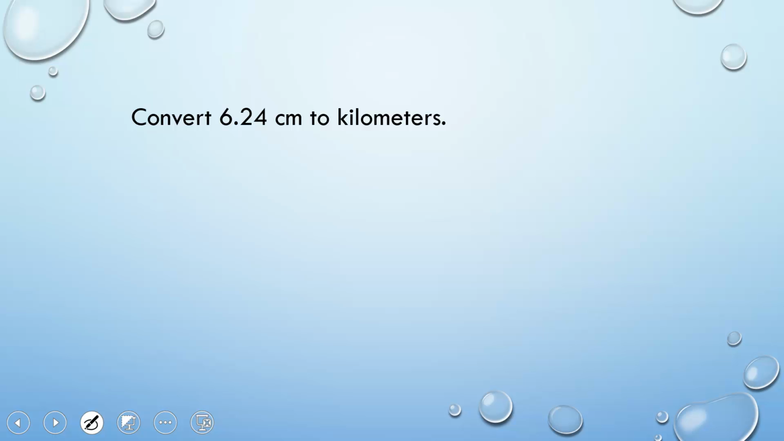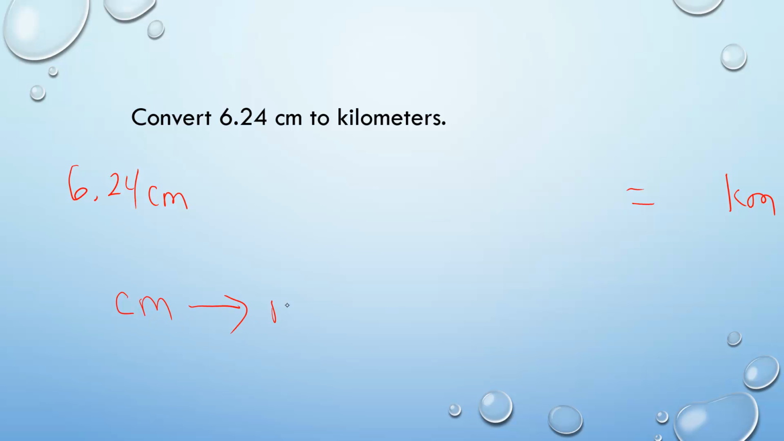Our information is that we have 6.24 centimeters and we want to convert it to kilometers. So we write down what we have, where we're starting, and where we're going, in this case kilometers. Then we develop our plan. Our first thing is to always go to our central unit, in this case the meters. So our plan is to go from centimeters to meters and from meters to kilometers. So it's going to be a two-step plan.